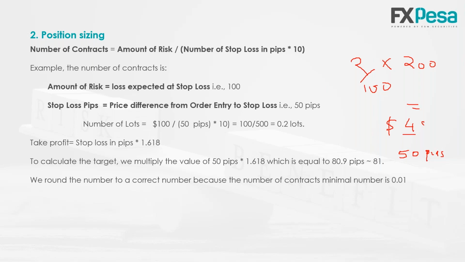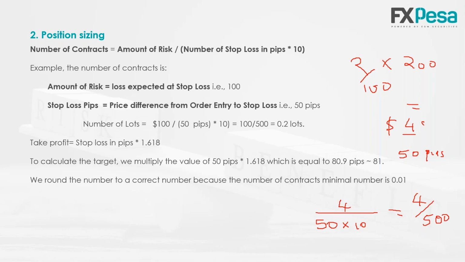So this one means that it is going to be $4, that is the risk amount, divided by the number of pips, 50 pips, multiplied by 10. We are basing this on a standard lot, that's why we multiply by 10, right? It's going to give you something like 4 out of 500. How much would that be?